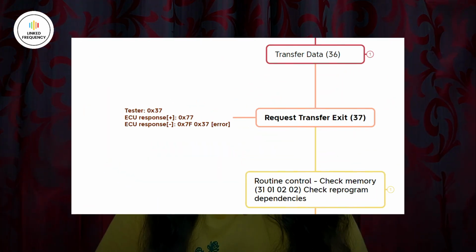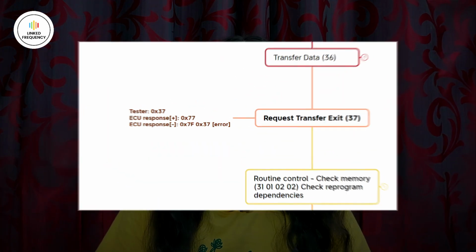So without any further delay, let's begin with our next step, that is Request Transfer Exit as highlighted on the screen. The Request Transfer Exit service in ECU Flash Programming is used to signal the end of data transfer session. It ensures that the ECU understands that all the data has been sent and thus allowing the ECU to perform the post-transfer operations such as validating, processing or writing the received data into the memory. Basically, it marks the conclusion of the data transfer which was initiated by transfer data 36.